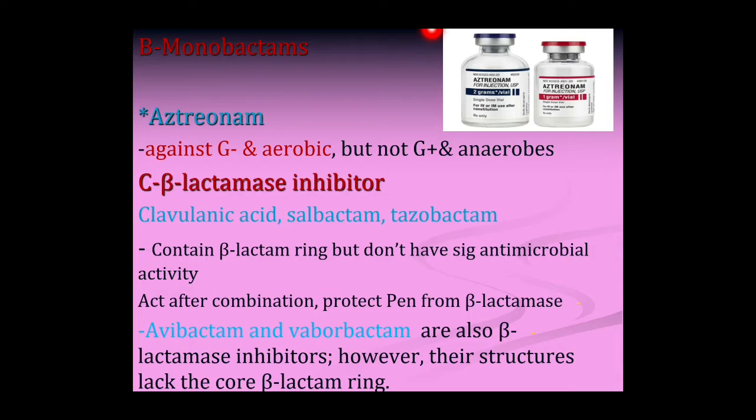Third group is beta-lactamase inhibitors. We talked about this group with penicillins, and we said it includes clavulanic acid, sulbactam, tazobactam, and there is a combination between an extended-spectrum and anti-pseudomonal penicillin. And we said there is a beta-lactam ring in the structure of these drugs. There are 2 drugs, avibactam and vaborbactam. They are also effective against beta-lactamase-producing microorganisms, but they do not include a beta-lactam ring in their structure.